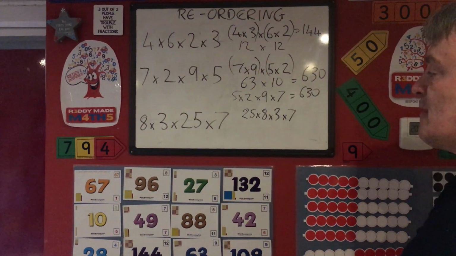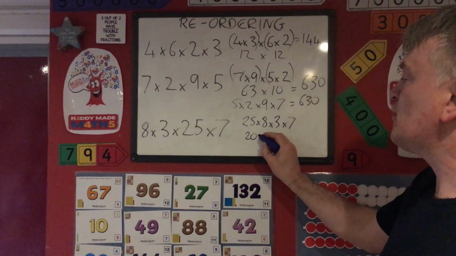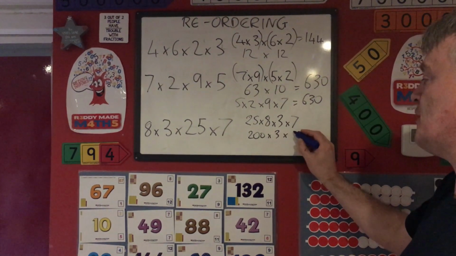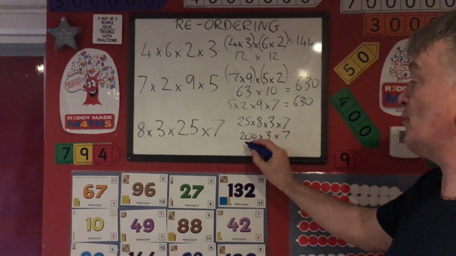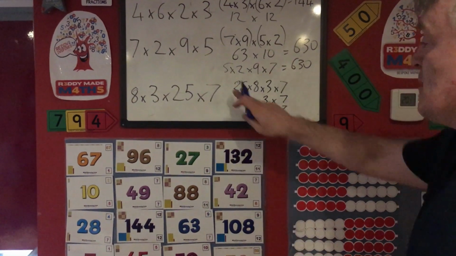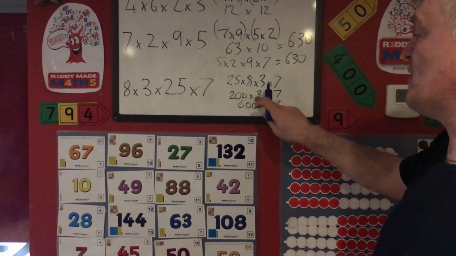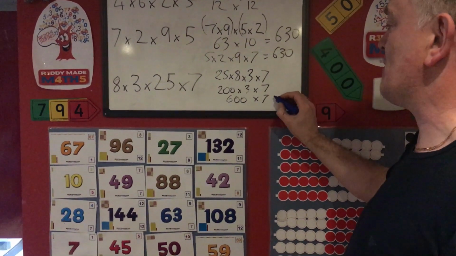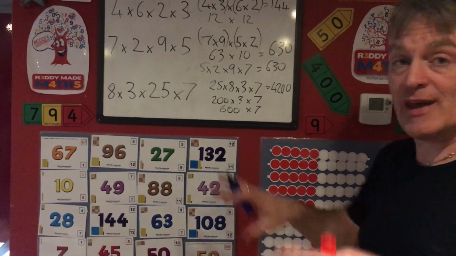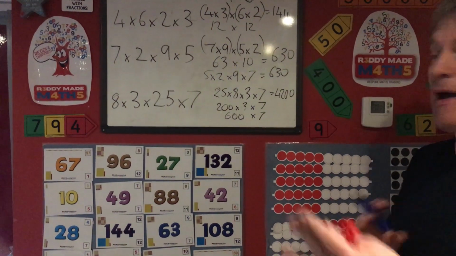25 multiplied by 8 gives me 200. 200 multiplied by 3 gives me 600. And 600 multiplied by 7. I could even rewrite it each time just to show what's going on. So 25 times 8 is 200, 200 times 3 is 600, 600 times 7 is 4,200. So again, that's a Year 6 calculation, but just by reordering it.